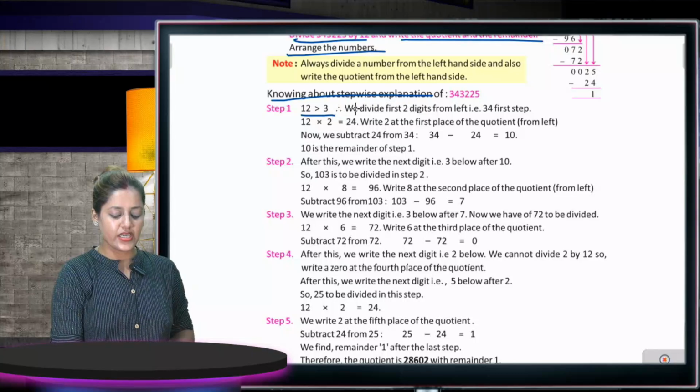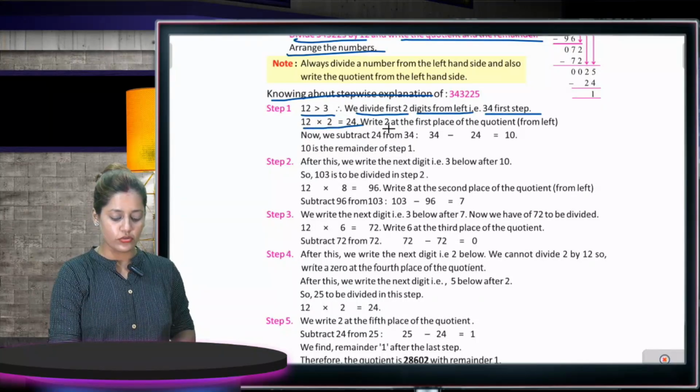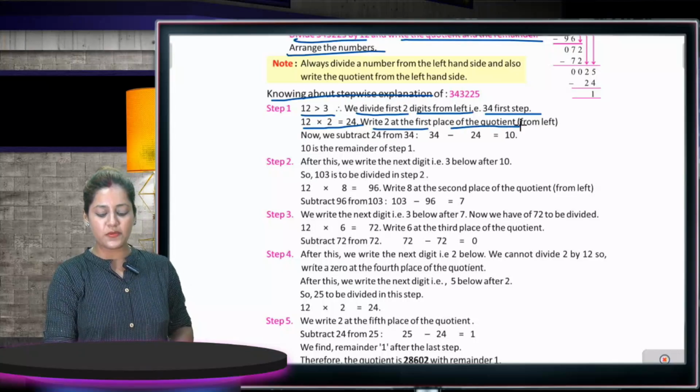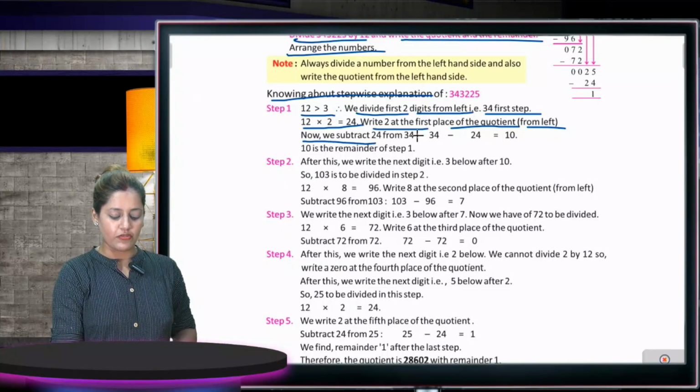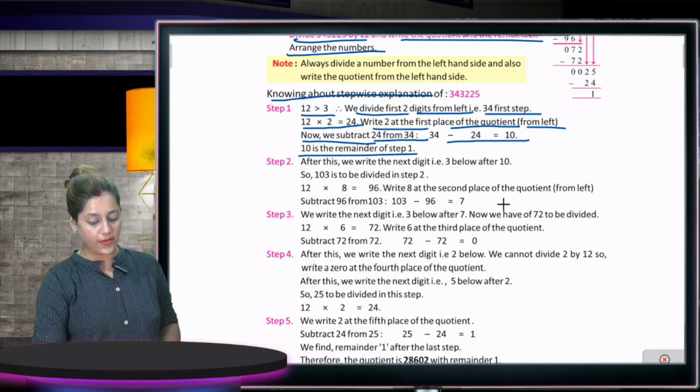12 is greater than 3. We divide 2 digits from the left, 34. First step: 12 into 2, 24. Write 2 at the first place of the quotient from the left. Now we subtract 24 from 34, that is 10, and 10 is the remainder of step 1.